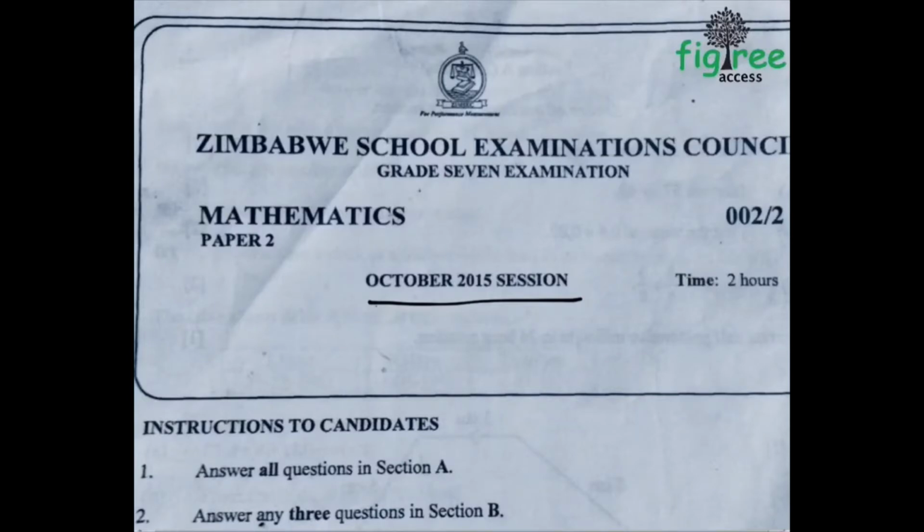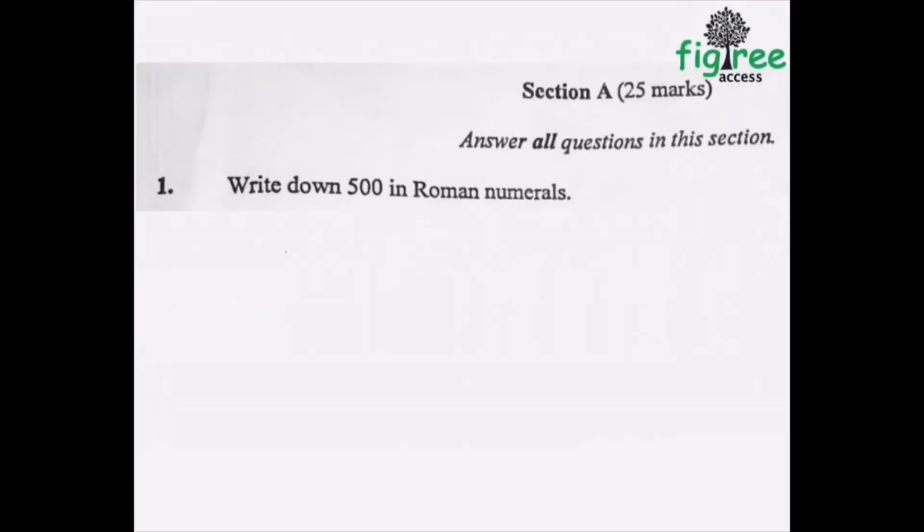So I'm going to attempt. This was number 1, which was worth 1 mark. I have just expanded it so that we see the question clearly. Write down 500 in Roman numerals. The Roman numerals are simple. If you have a chart for Roman numerals, you know that 500 is equal to D. So the answer here was D. D represents 500 in Roman numerals.